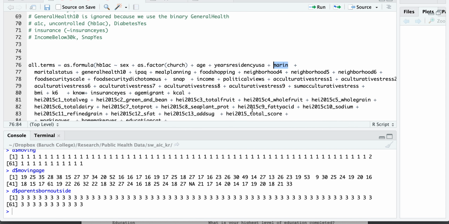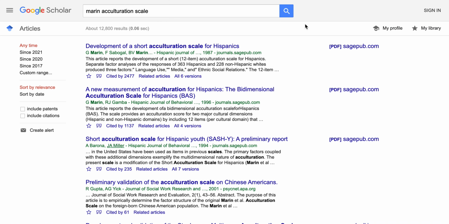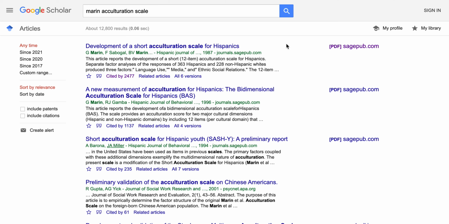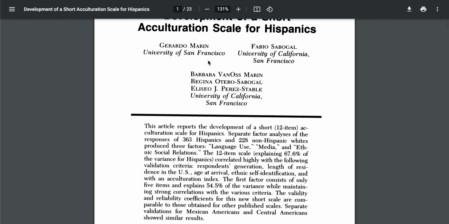So the next thing we will keep is marine acculturation short scale. What is that? I don't know. I have to ask. Okay, so this is something domain specific. I should get to know this, and whoever is analyzing the data should at least know more or less what it means. I did some research, and since 87 it has been cited this many times. So it's something that has been used in the literature, and I found this paper for the first time. Oh, that's why it's called marine.